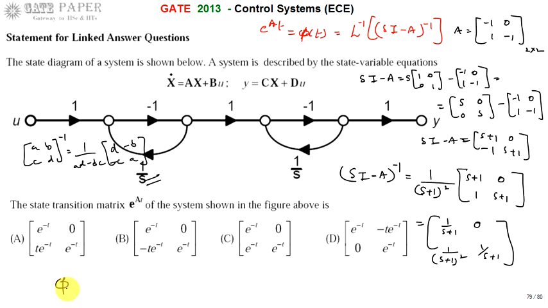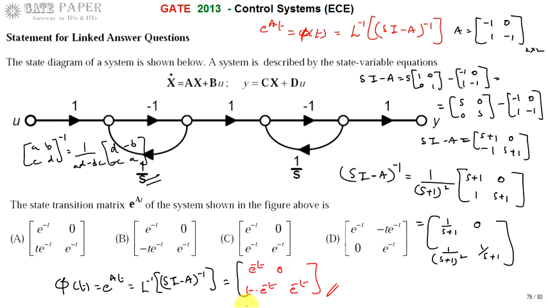So phi is equal to phi of t is equal to e power At is equal to the Laplace inverse of (sI minus A) inverse. So that can be written as: 1 by s plus 1 is nothing but e power minus t. Inverse Laplace transform of 1 by s plus 1 is e power minus t. Inverse Laplace transform of 0 is 0. Inverse Laplace transform of 1 by (s plus 1) whole square is t into e power minus t, and again it is e power minus t.